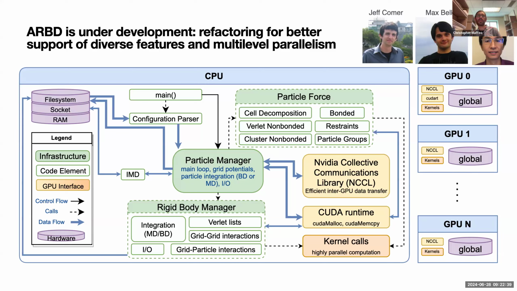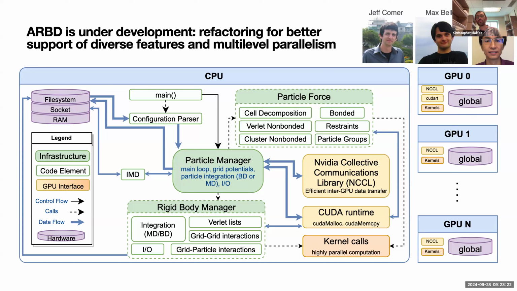I do want to mention that we are updating ARBD. We're rewriting parts of it to try to make it easier to support a diverse set of features on diverse architectures, including multi-node, multi-GPU systems. But we've got a long ways to go still. So it's a great time to get in and say, hey, can you implement this feature? Or this would be a nice feature for you to be considering as you lay the groundwork for these updates.